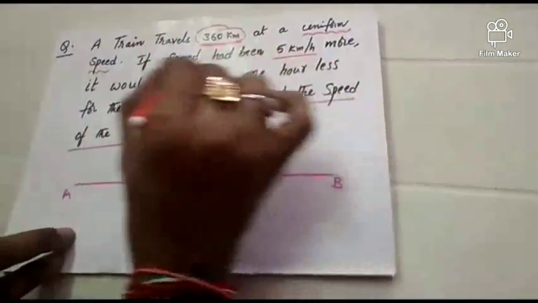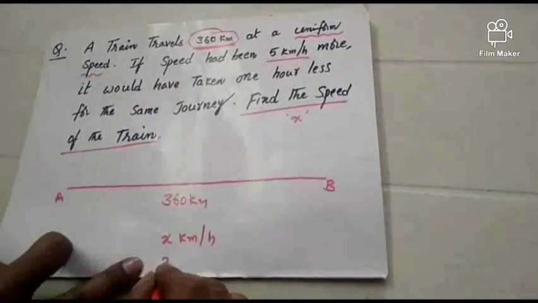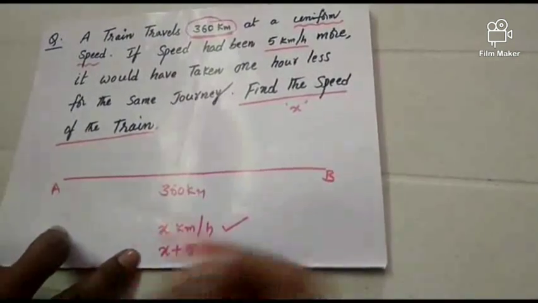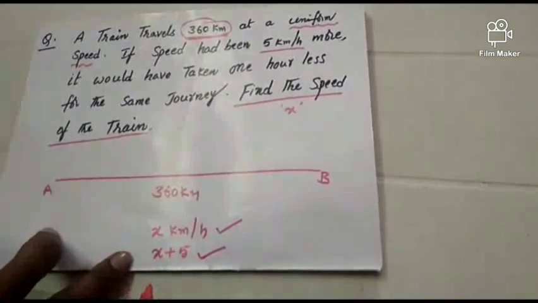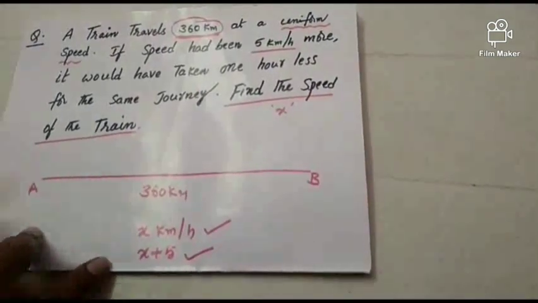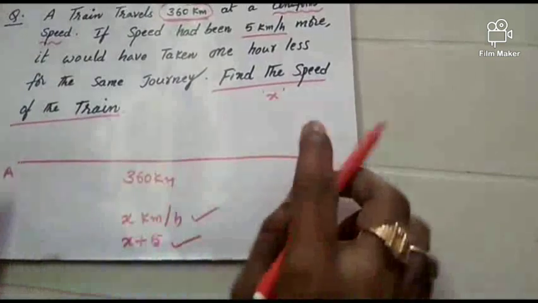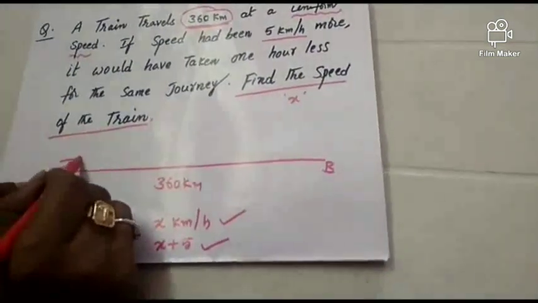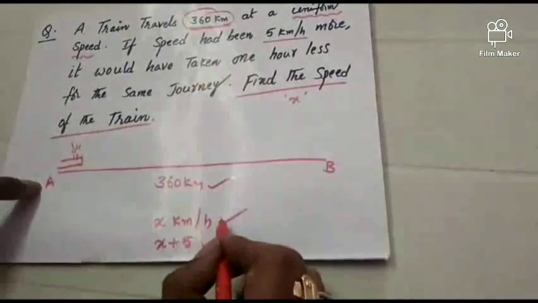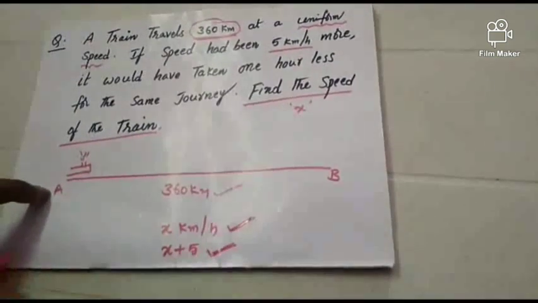Now, what happened here? If the speed of the train is 5 kilometers per hour more, the speed of the train increased by 5 kilometers. The actual speed is x kilometers per hour, and the speed increased by 5 kilometers, so the changed speed is x plus 5 kilometers. The total distance is 360 kilometers. Did you understand? The distance covered by the train is 360 kilometers. The actual speed of the train is x kilometers per hour. The increased speed of the train is x plus 5 kilometers. Clear? Okay.